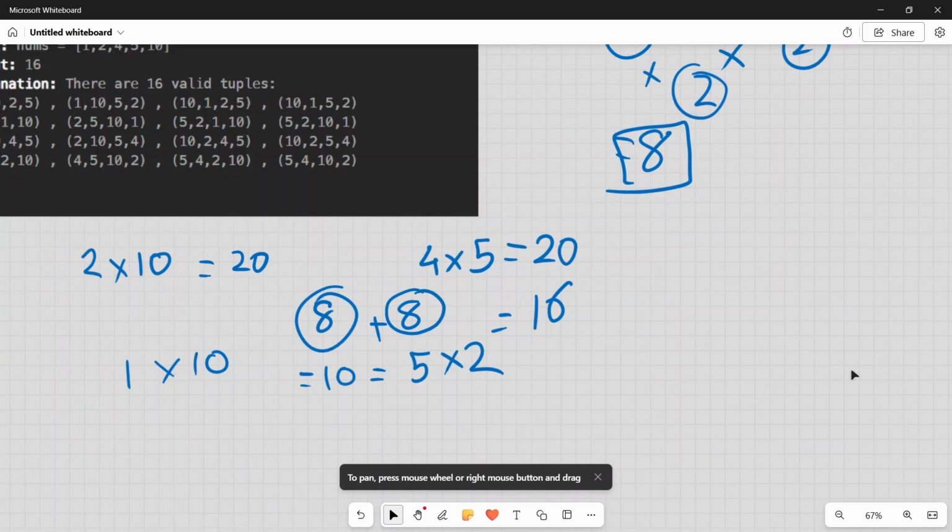Since we know the numbers are unique, the multiplication of two numbers will give us a product, and we can keep track of the number of occurrences of these products. So in this case, if we count the number of 20s that we have, we'll get two pairs that will give us a value of 20. So we can use this to calculate the result.